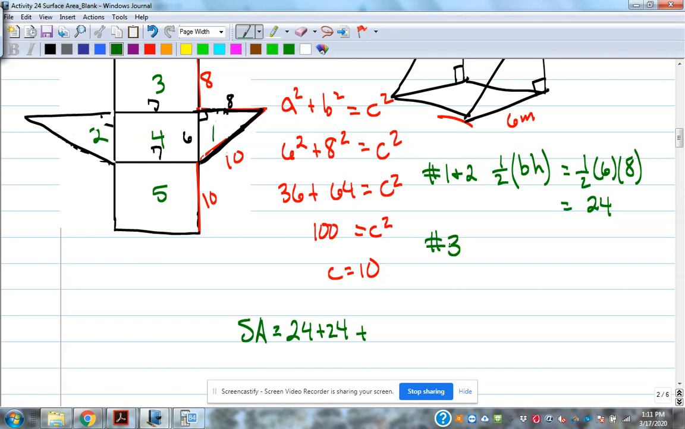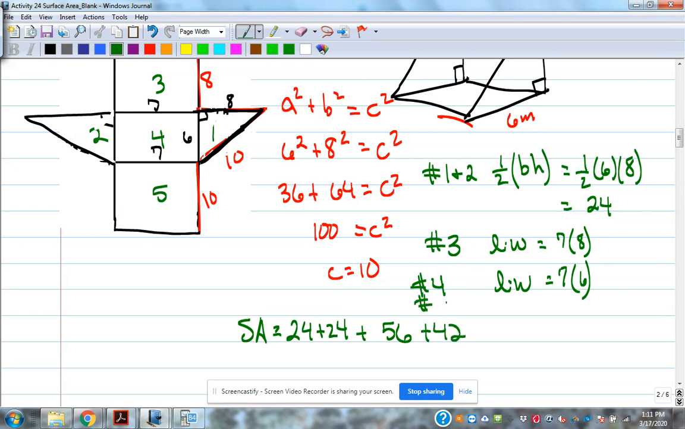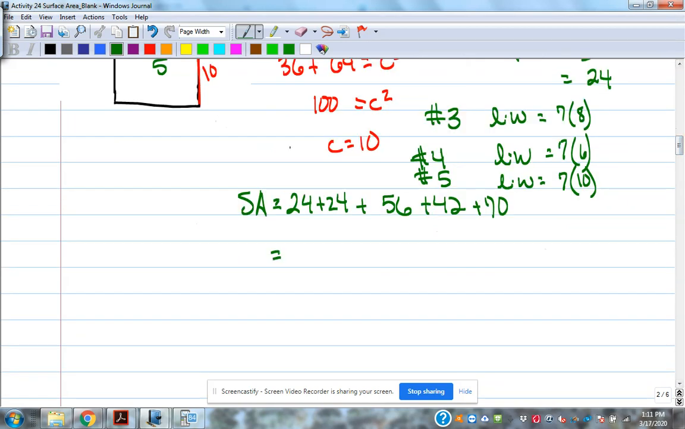Let's get face number 3. That's a 7 by 8 rectangle, so length times width. That's 56. Face number 4 is a 7 by 6 rectangle. So that's 42. And then face number 5 is a 7 by 10 rectangle. So that'd be length times width again, 7 by 10. That's 70.